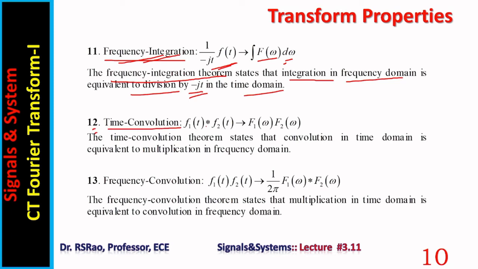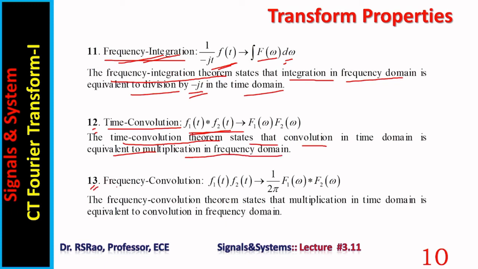f1 of t convolution with f2 of t. The Fourier transform of the resultant signal is equal to f1 of omega multiplied by f2 of omega. In time domain, it is convolution. In frequency domain, it is just multiplication. The time convolution theorem states that convolution in time domain is equivalent to multiplication in frequency domain.